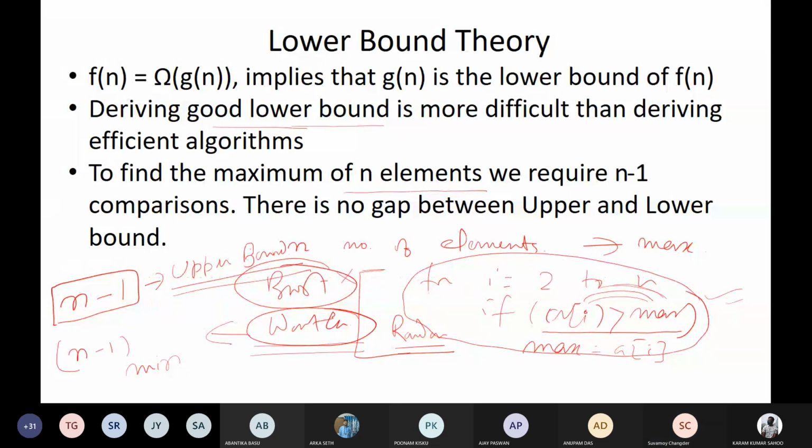So n minus 1 is the upper bound for this case, and n minus 1 is the lower bound for this case. So we can say that there is no gap between upper and lower bound, but always it may not be true. So there lie the difficulties. In this particular case, I hope you have understood what is upper bound and what is lower bound.